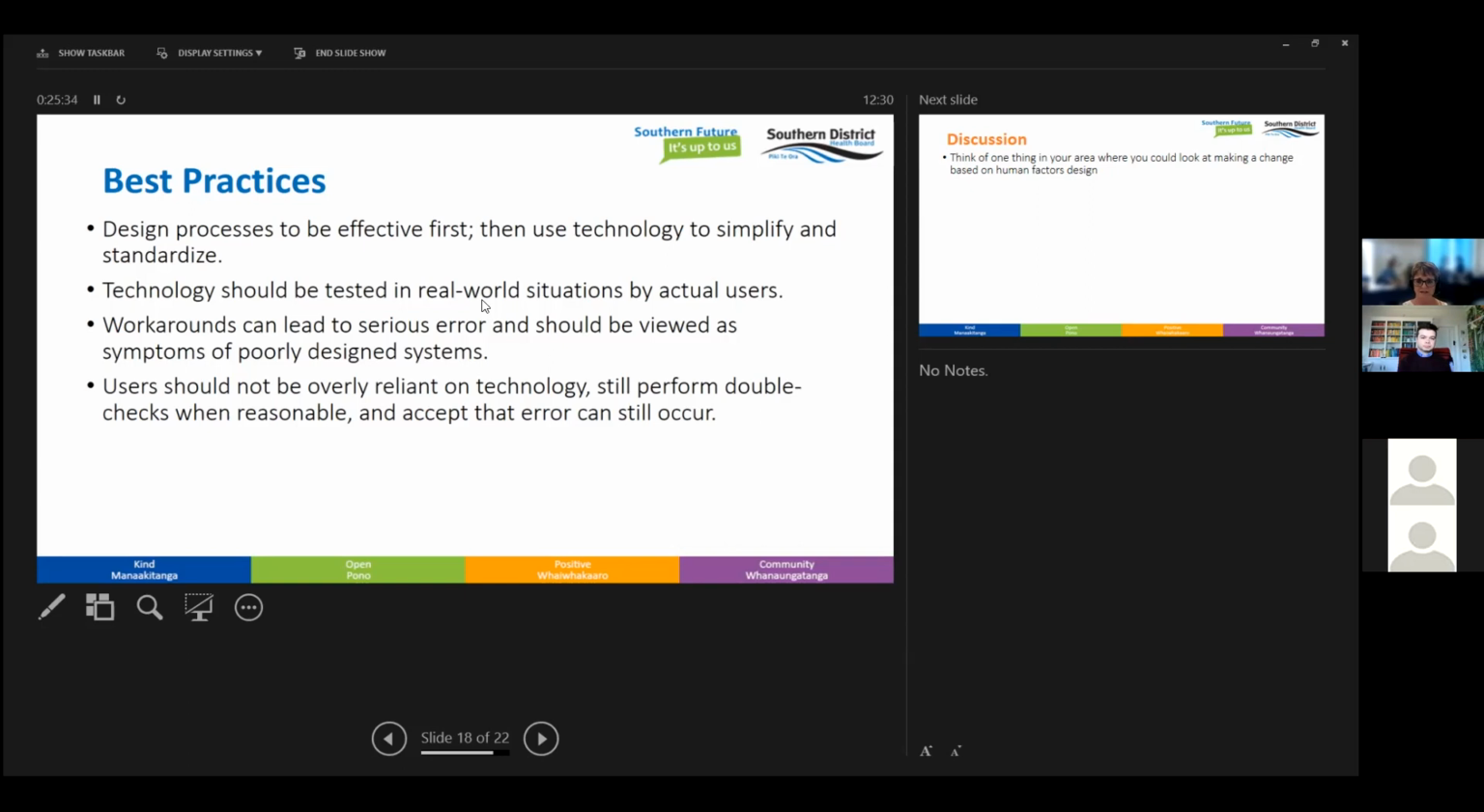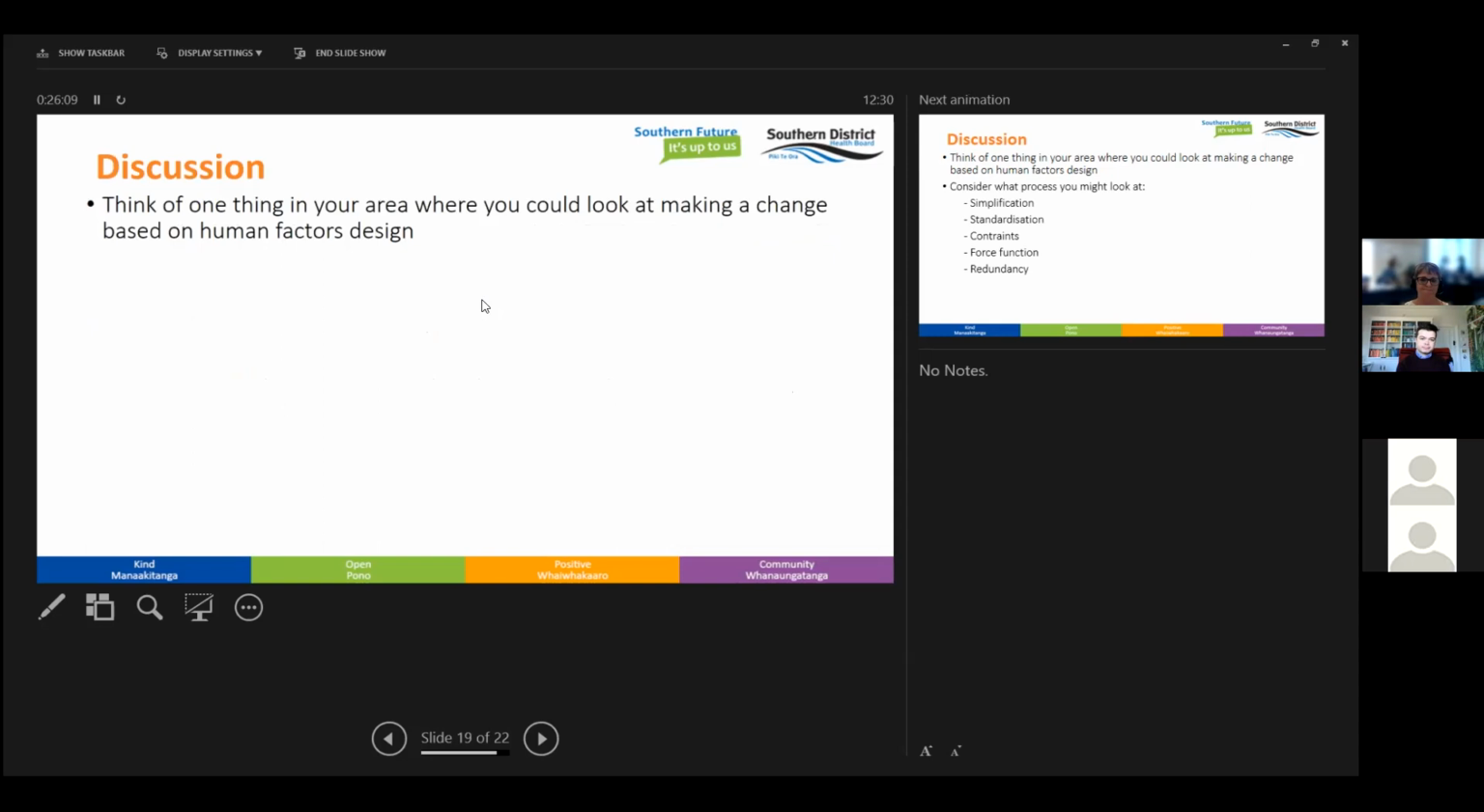Workarounds can lead to serious error, and it's very simple for them to become quite habitual quite quickly. And so if there are workarounds that are being identified, then that is not a well-structured system. And we shouldn't be overly reliant on our technology. We should still perform the double checks when it's reasonable, such as some medications still do need a double check. The question is, do they need the double check at the bedside, is what we're looking at the moment. So there's a whole lot of stuff that you need to be thinking about in that space.